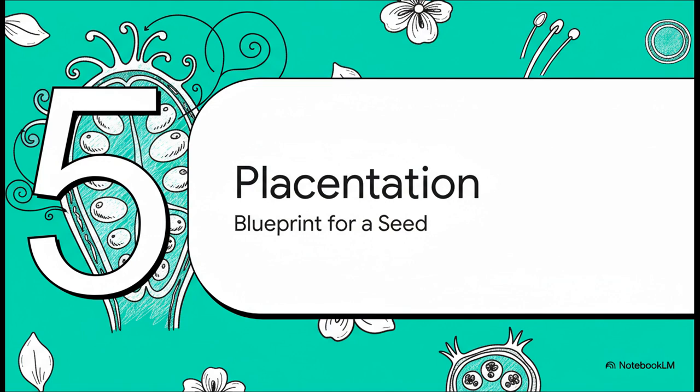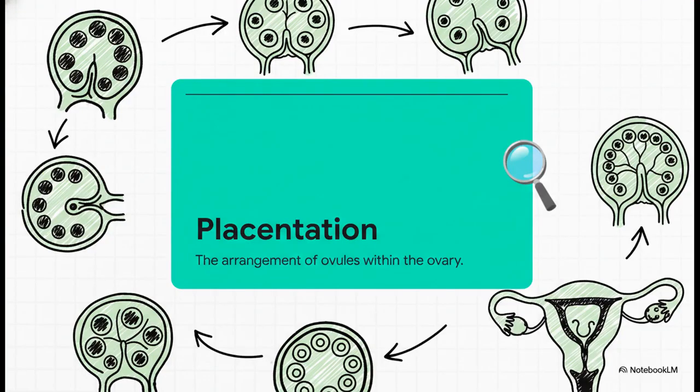All right, for our final piece of the puzzle, we have to look deep inside the gynoecium, into the ovary itself, because how the ovules, the future seeds, are arranged in there is a critical part of the design. This special arrangement is known as placentation. And yeah, the term might sound familiar. Just like in mammals, the placenta is the point of attachment and provides nourishment for the developing ovules.